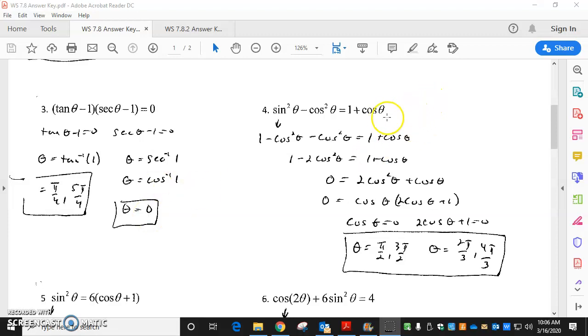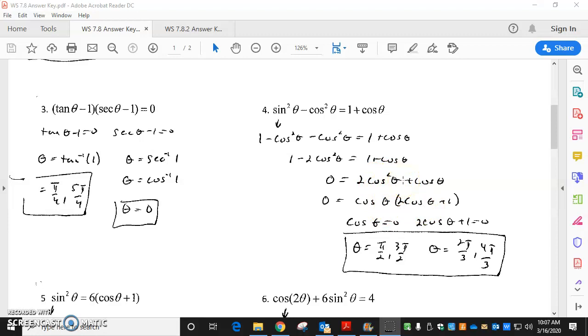Number 4, I had different variables. So I had to take sine squared and rewrite it as 1 minus cosine squared. Then everything's in terms of cosines. I can combine these two. I've got a negative cosine squared and another negative cosine squared, so I have -2 cosine squared. I moved everything to the right because I need the cosine squared to be positive to be able to factor this.